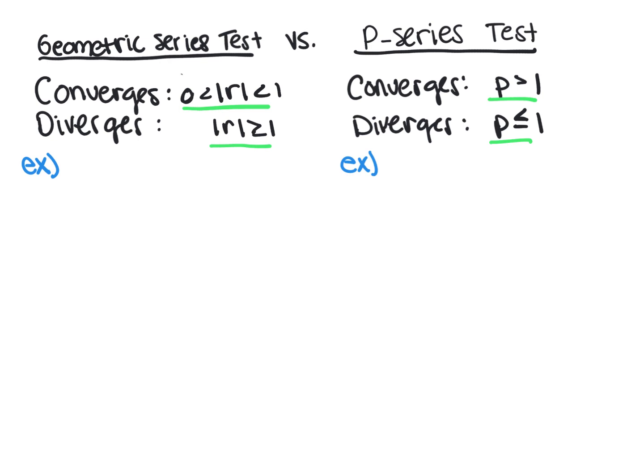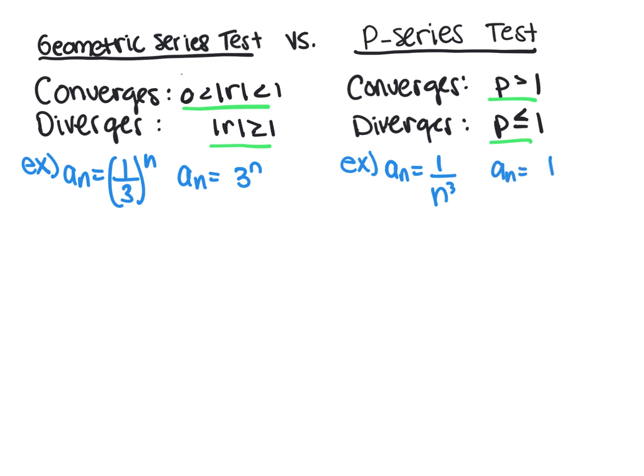So let's look at two geometric series. Let's say a sub n is 1 over 3 to the n, and let's say a sub n is 3 to the n. And then over here, for the p-series, let's say a sub n is 1 over n cubed, and let's say a sub n is 1 over n to the 1/3.